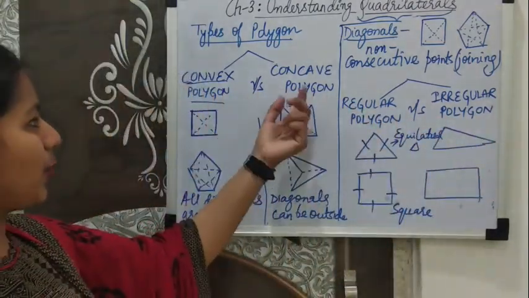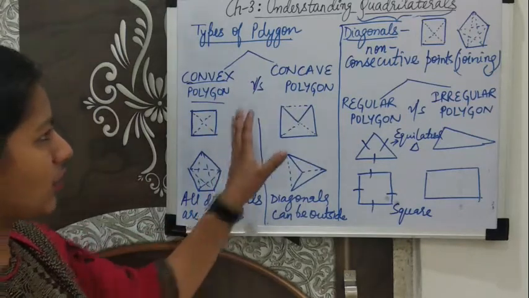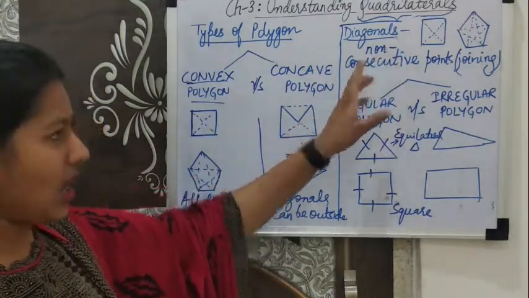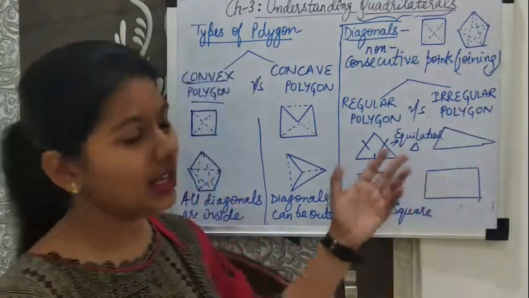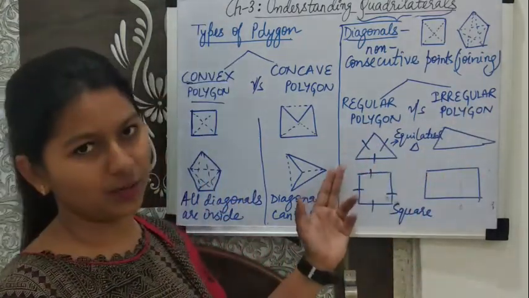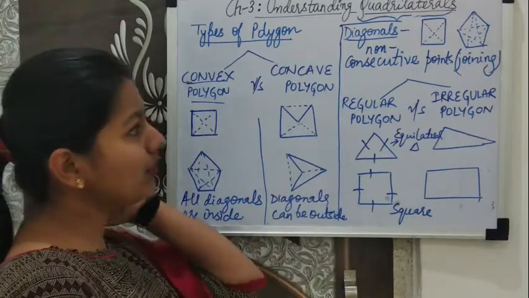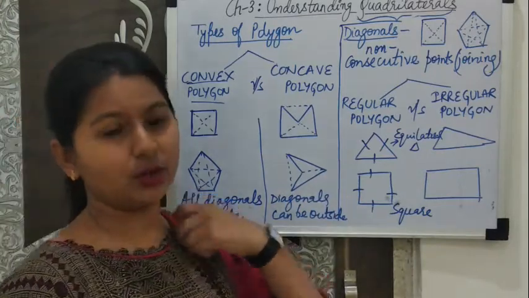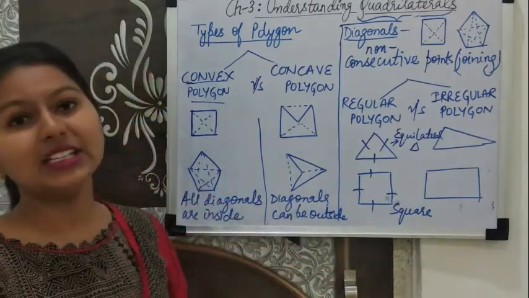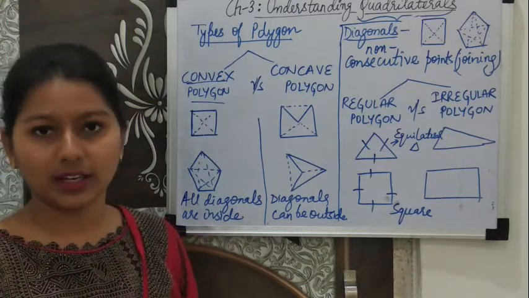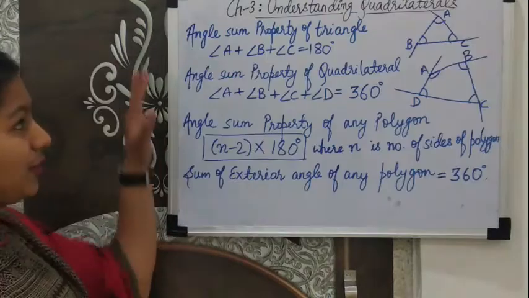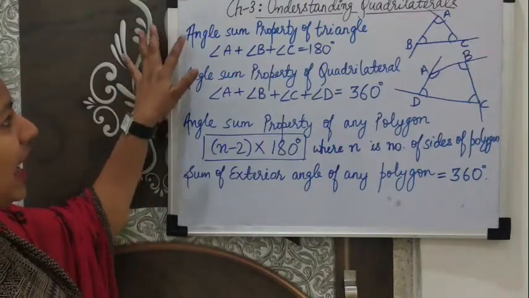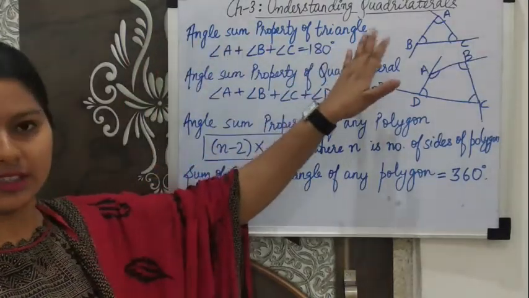Convex and concave polygons are differentiated on the basis of their diagonals, and regular and irregular polygons are differentiated on the basis of the length of the sides of the polygon. Fine. Now we will move ahead. We are going to study the angle sum property of a quadrilateral, or the angle sum property of any polygon. First of all, we will discuss the angle sum property of a triangle.